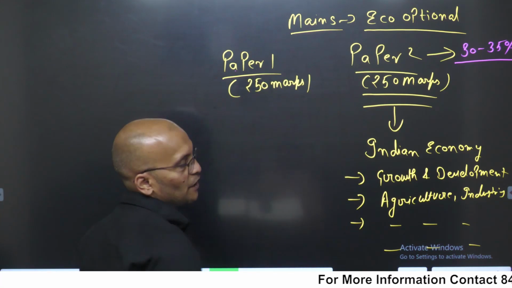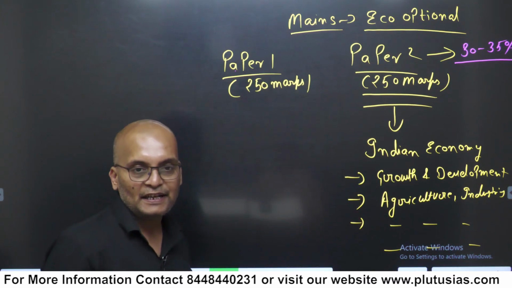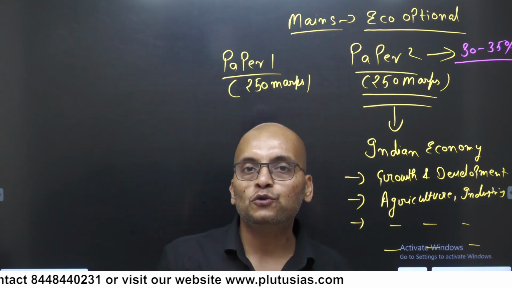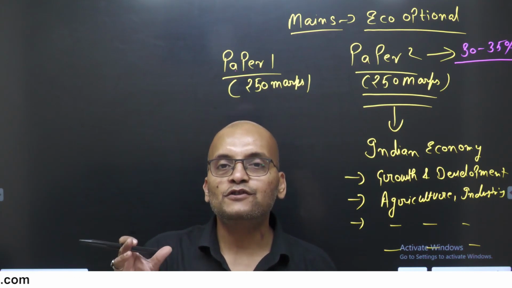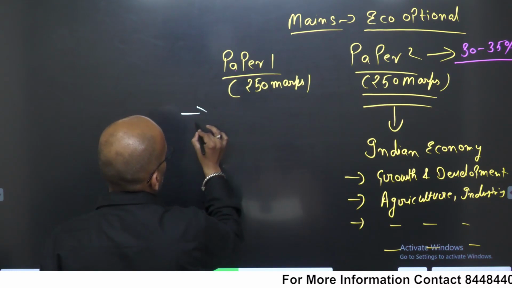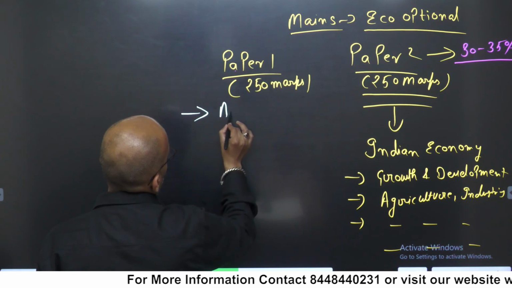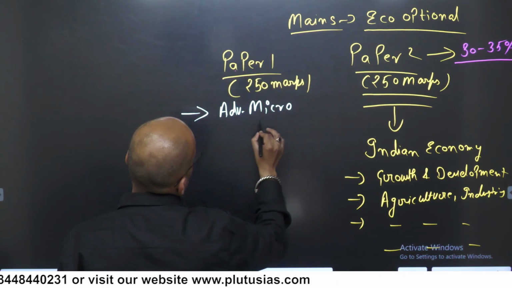This is the major portion. And this portion is again segregated into few parts. I'm not going to go into the details that you can look into the syllabus. I'm just going to give you brief of it. So, first is advanced microeconomics.